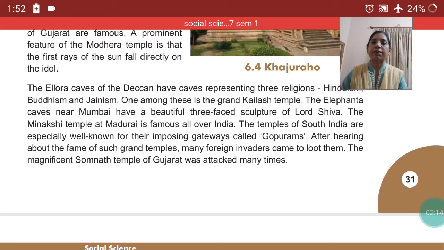The Meenakshi temple at Madurai is famous all over India. The temples of South India are especially well known for their imposing gateways called Gopurams.